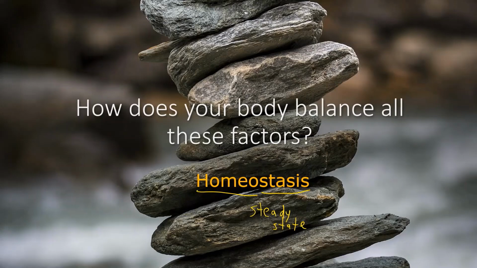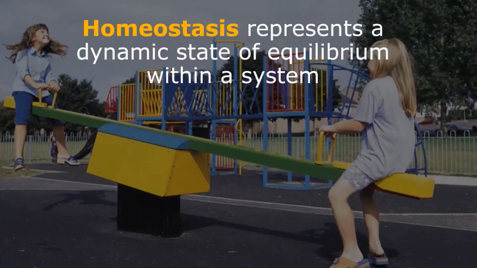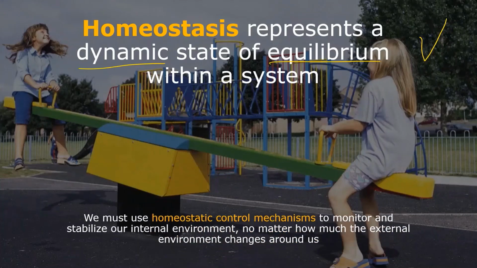Think of it as two kids on a seesaw, right? Homeostasis, the steady state, represents a dynamic. And again, dynamic means changing. Like the two kids on the seesaw. Sometimes this girl here, sometimes she's lower than the other. Sometimes she's higher, but they all balance around a midpoint, right? This midpoint being an equilibrium. So there is an equilibrium, there is a steady state, but it does fluctuate slightly around some set point.